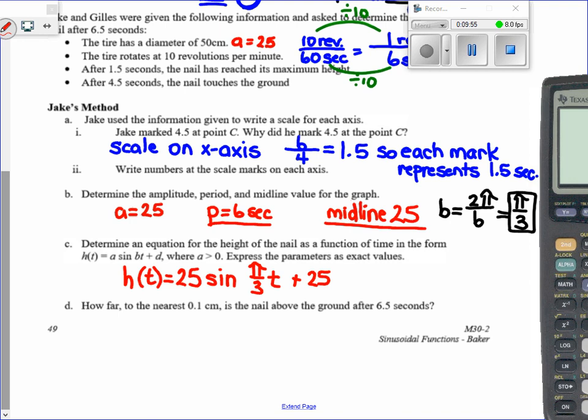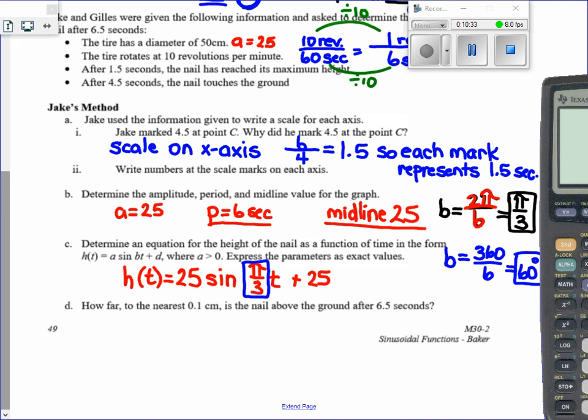And you could write it either in radian form like it is here when we used 2 pi over 6 to figure out our b, or we could have done it in degree form. In that case, it would have been b equals, instead of 2 pi, we would have put 360 over 6, and that would have been 60. That's measuring in degrees. So in this case, instead of this pi over 3 here, this would have said 60t. But it will be the exact same equation otherwise.